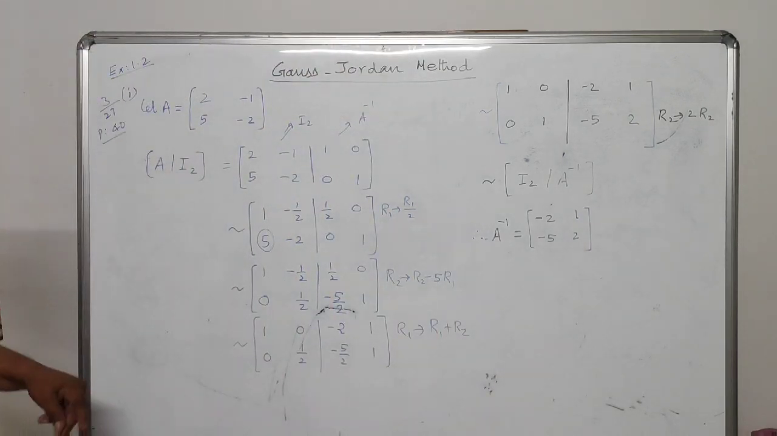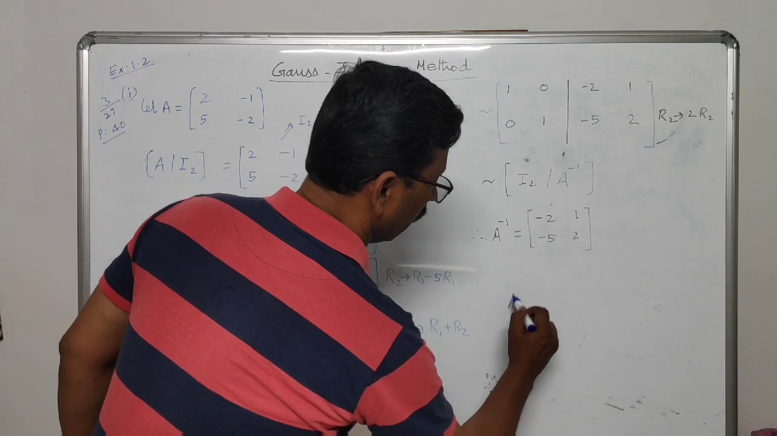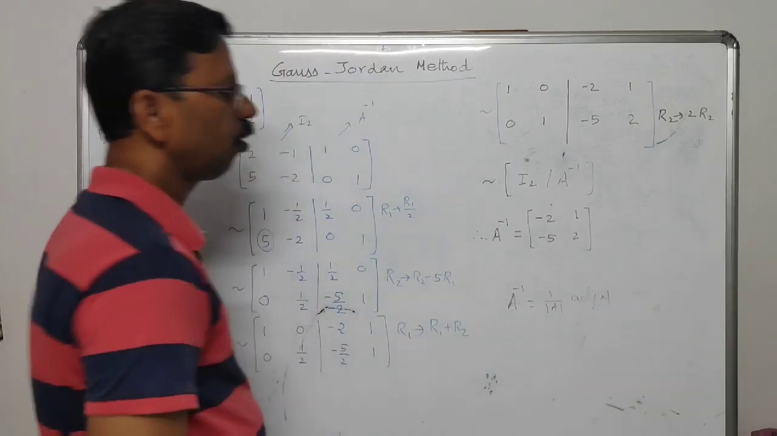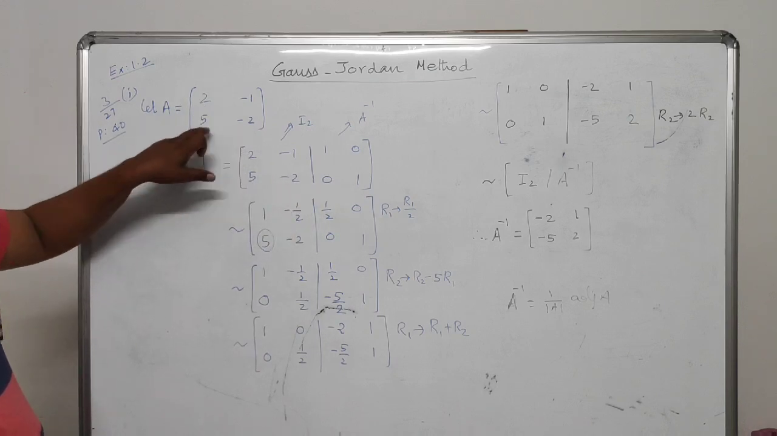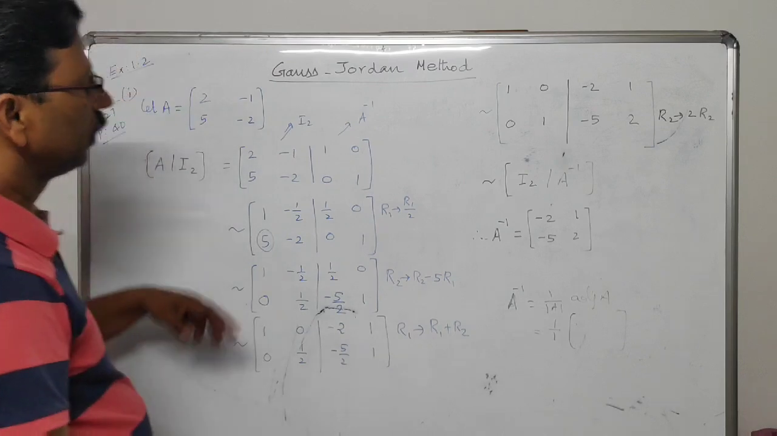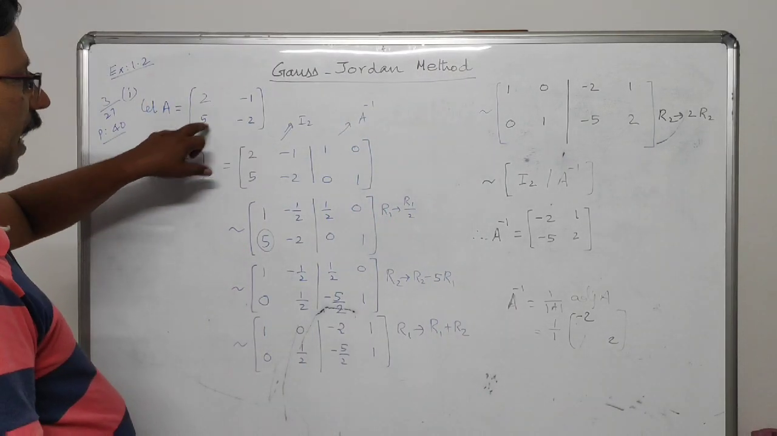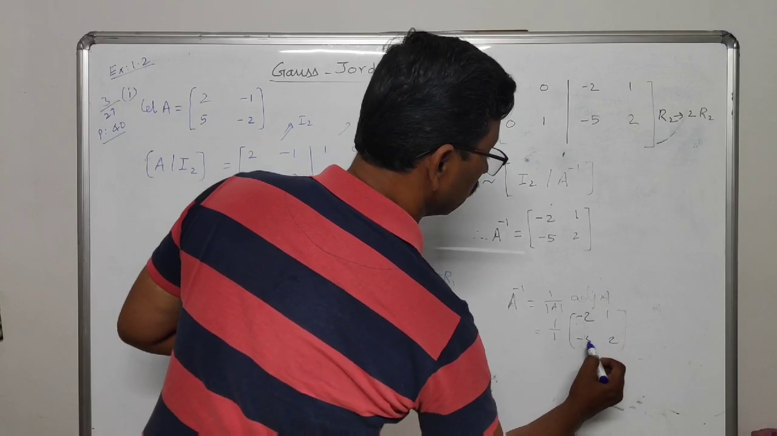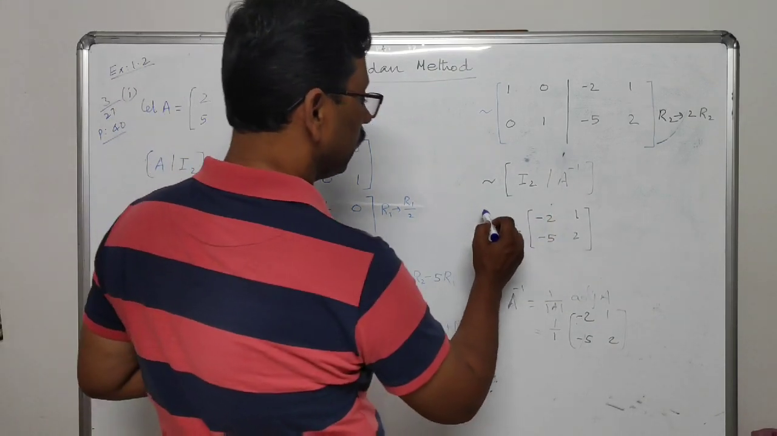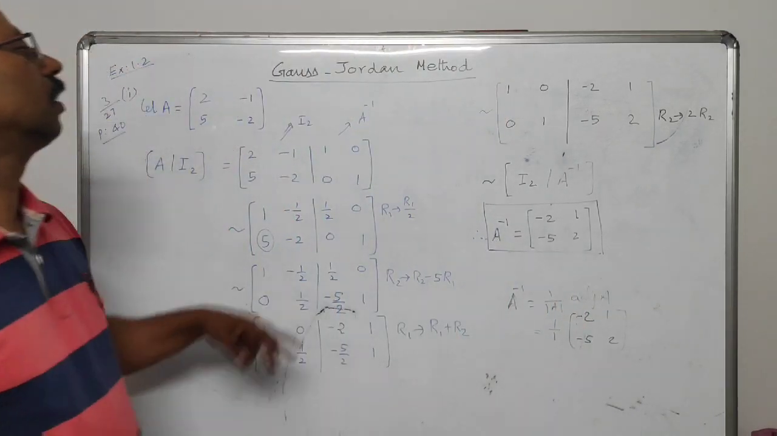Now, you know very well, if it is a 2 by 2 matrix, we can directly find the inverse of A by using the formula 1 by determinant A into adjoint A. Here determinant A means minus 2 plus 5 gives 1. Therefore, 1 by 1 gives 1 only. Now, what is the adjoint? If it is a 2 by 2 matrix, interchange the diagonal elements, minus 2 and 2. Change the sign of the anti-diagonal elements, 1 and minus 5. See here, minus 2, 1, minus 5, 2. We got the inverse. Therefore, this is another method of finding the inverse of a non-singular matrix using the Gauss Jordan method.